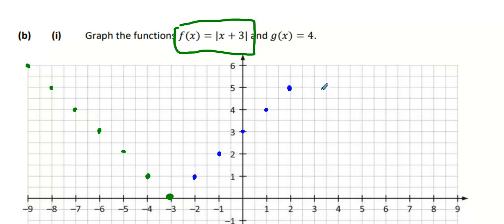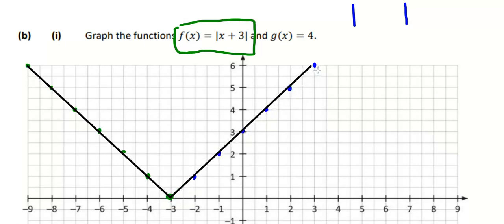What does it bounce off? This means it can never, ever, ever be negative. All your y values have to be positive. Now, I've lost marks here. Can you tell me why you lost marks? You need to draw a line. It's this thing called a ruler, and it makes the lines work.